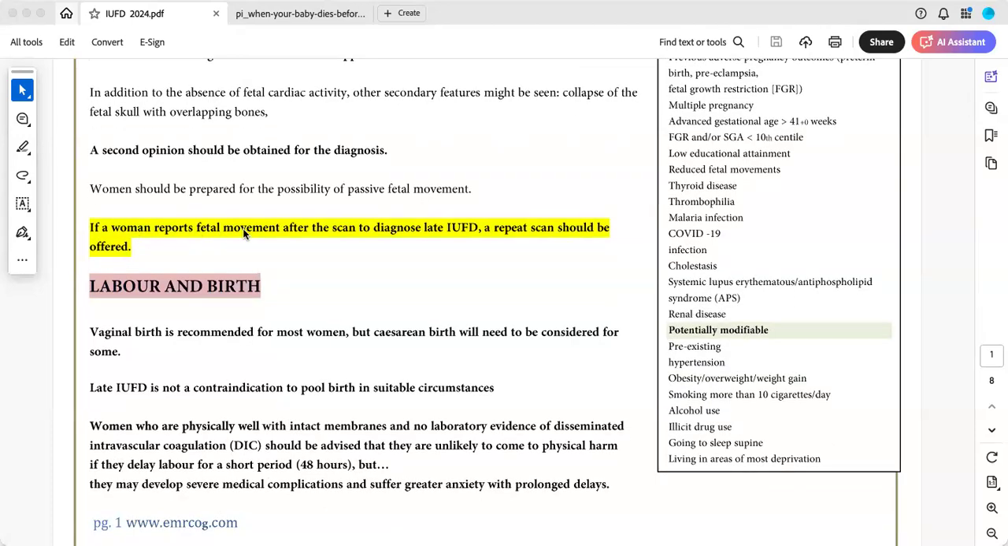If the woman reports a fetal movement after the scan to diagnose the late IUFD, a repeat scan should be offered. Again, this is a theory question. A repeat scan will be offered even if you think that this is only a passive fetal movement. You have to repeat the scan. This can make an eMRCOG question for you guys.